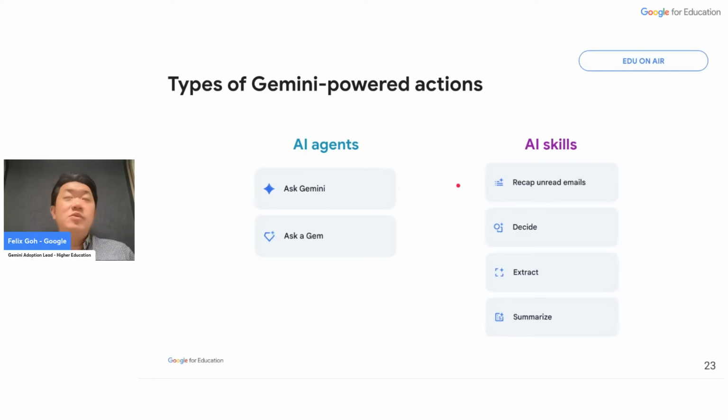So when it comes to any Gemini-powered functions as well, I think of it this way, right? When it comes to an AI agent, you can always ask Gemini to create it for you. Otherwise, you can always leverage Gemini Gems to do it as well. You can find Gems directly in gemini.google.com, right? So you can create it directly. Otherwise, there's also a component called AI skills.